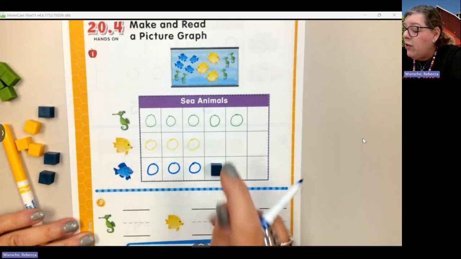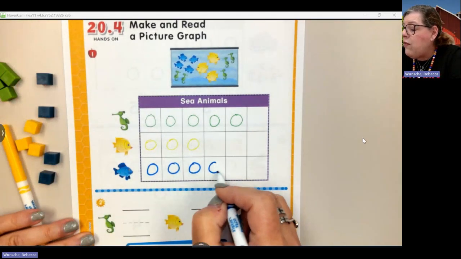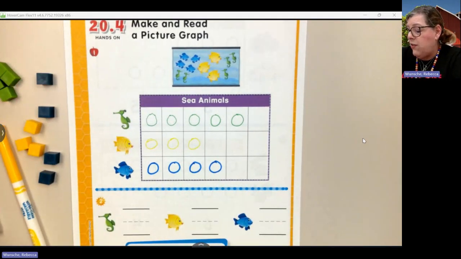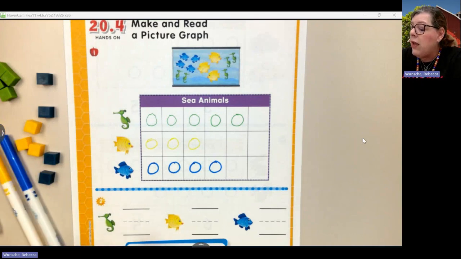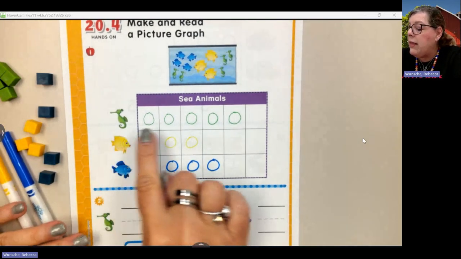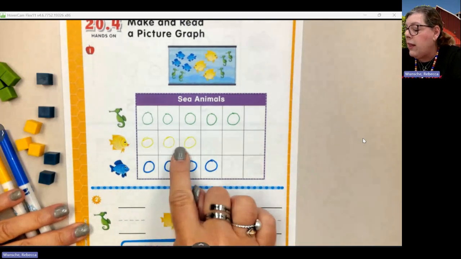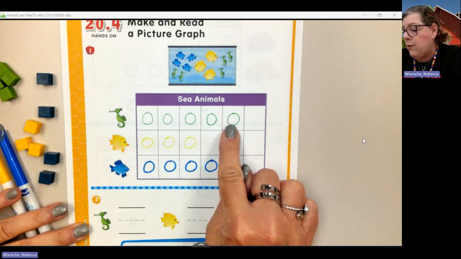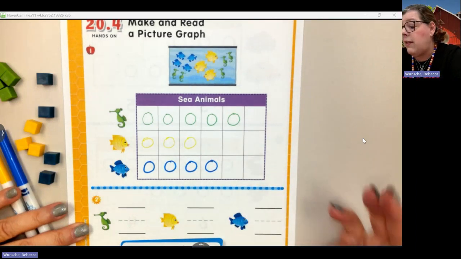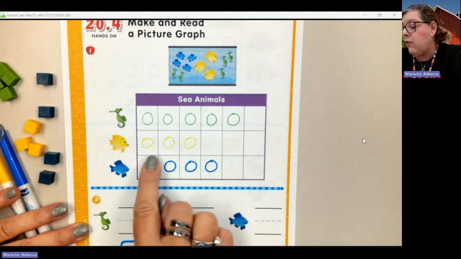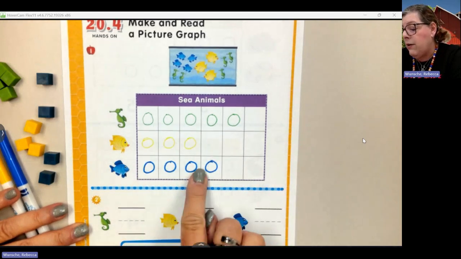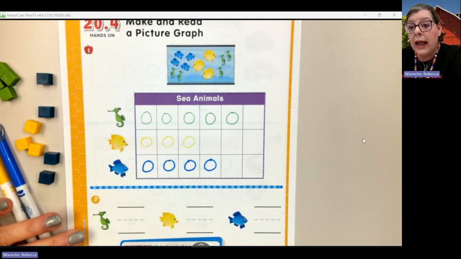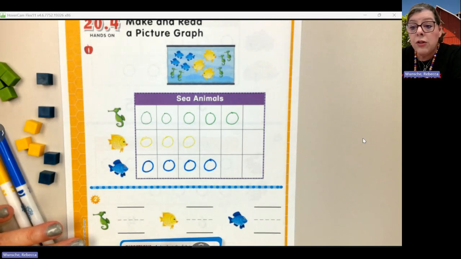So for instance, you might ask your students which fish had the most in the fish tank, in the aquarium, which was the most. And so they can see that the green seahorse has more circles than the yellow fish or the blue fish. So the most in the fish tank would be the green seahorse. You could also ask which was the least. That would be the yellow fish. It has the smallest number of circles, not nearly as many as the green or the blue. So you can ask students to make connections, start to draw conclusions from the information that they see in the graph.